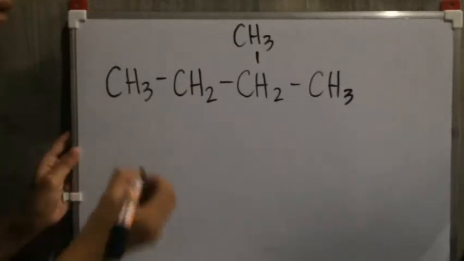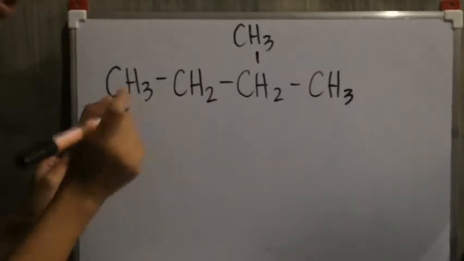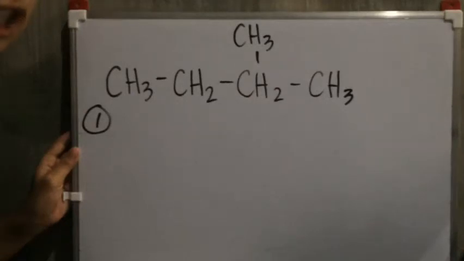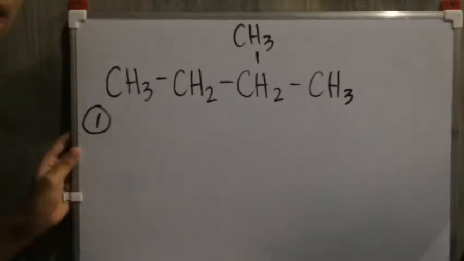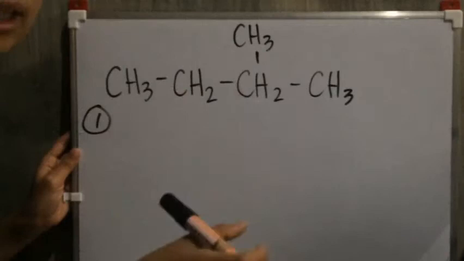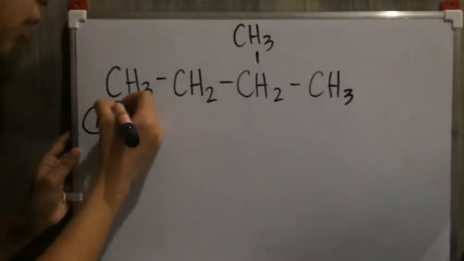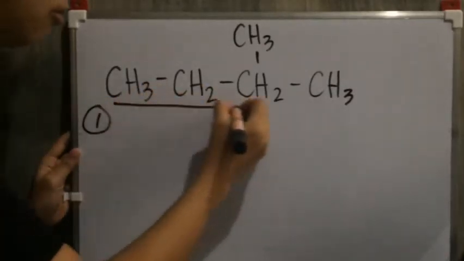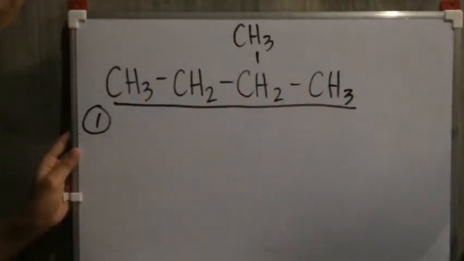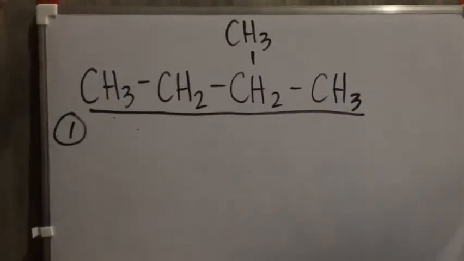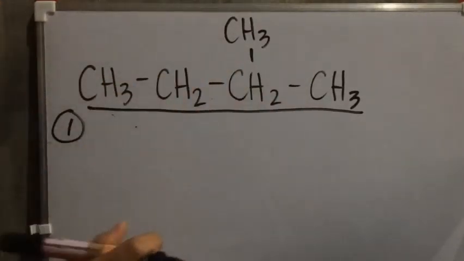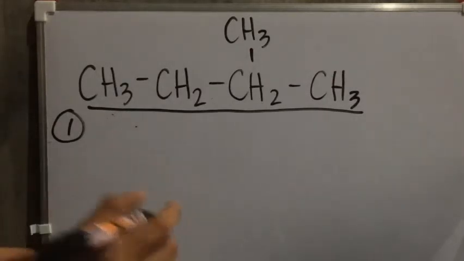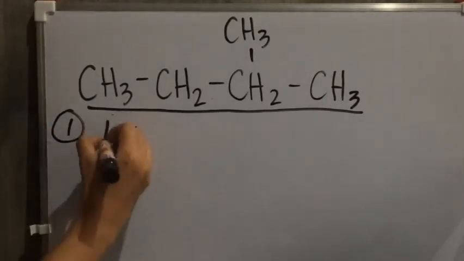So, step 1. What is the step 1? We're going to choose the longest continuous chain or parent chain. Alin dito yung parent chain natin? Our parent chain is this one. Itong guguhitin ko. Ito yung ating parent chain. So, how many carbons do we have here? 1, 2, 3, and 4. So, dun sa ating prefixes, dun sa table natin, ang 4 carbons is but plus ANE is butane.